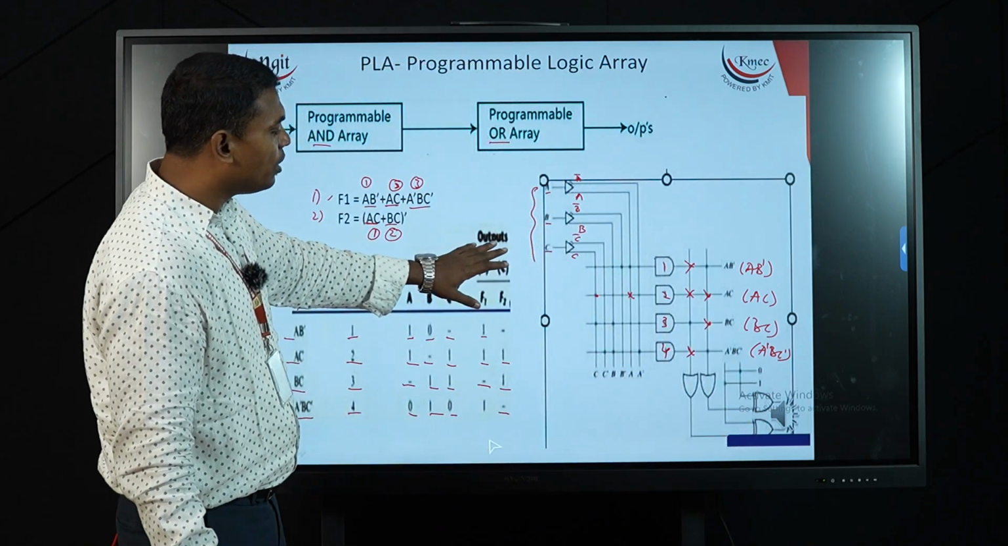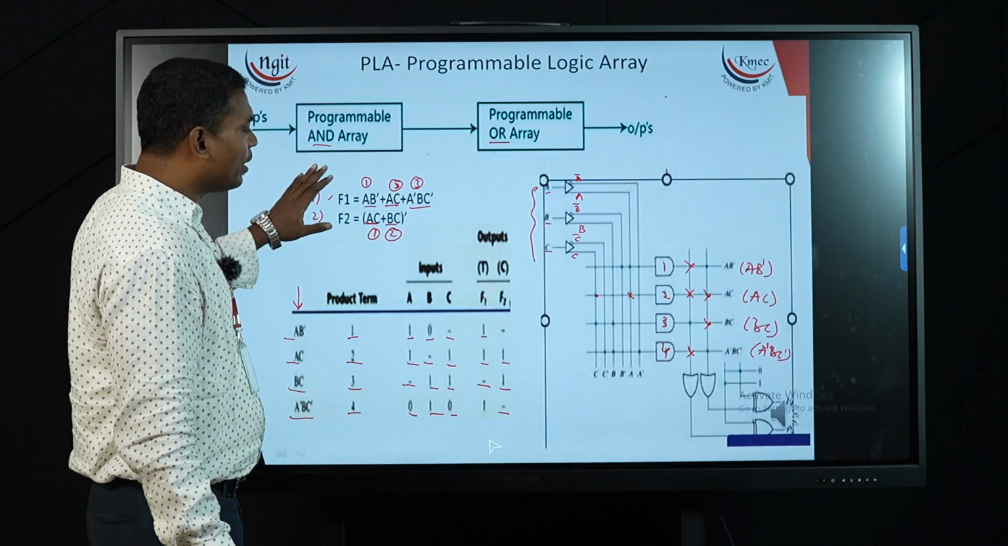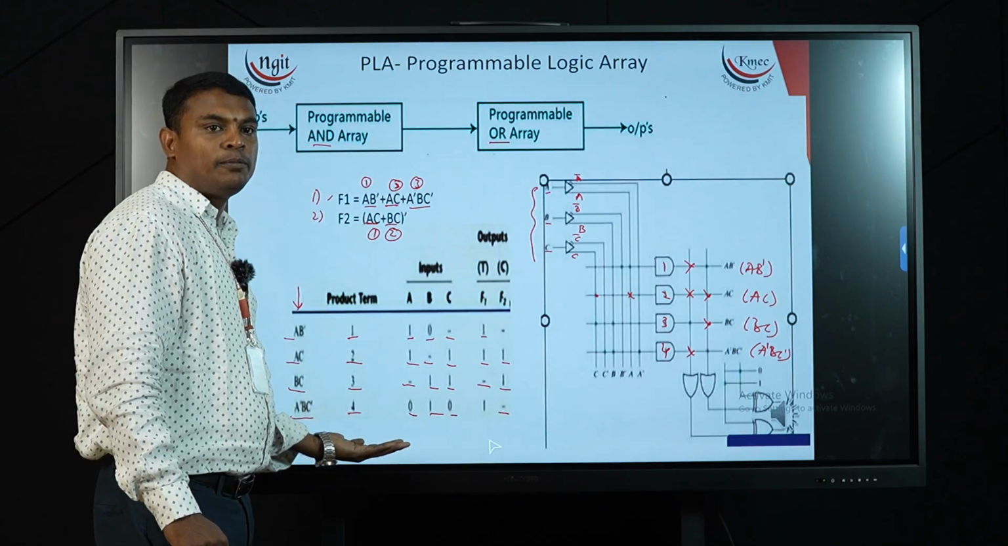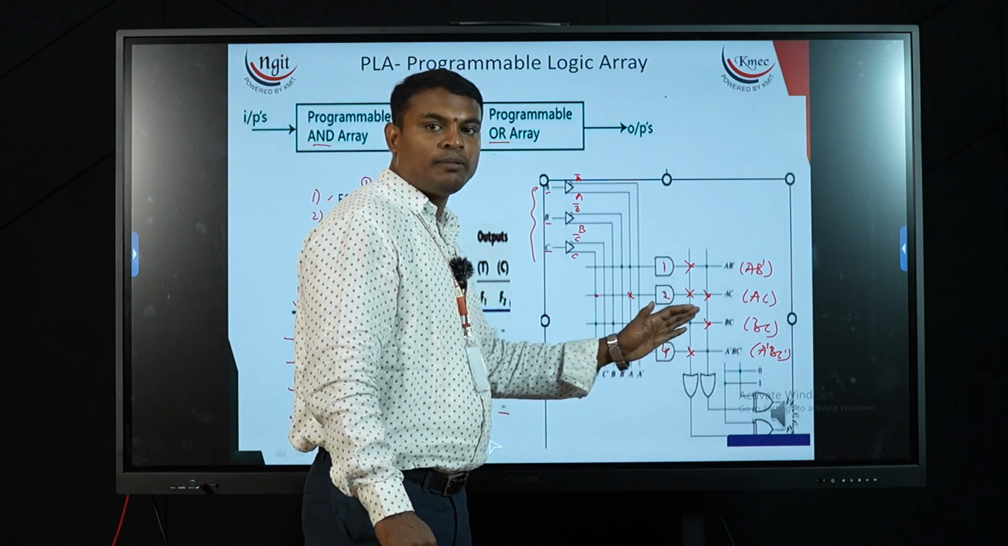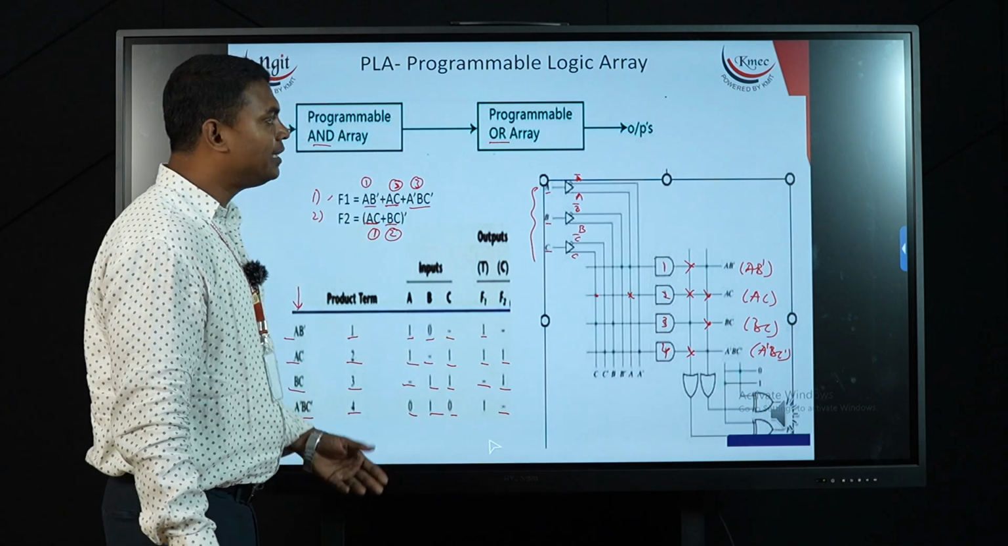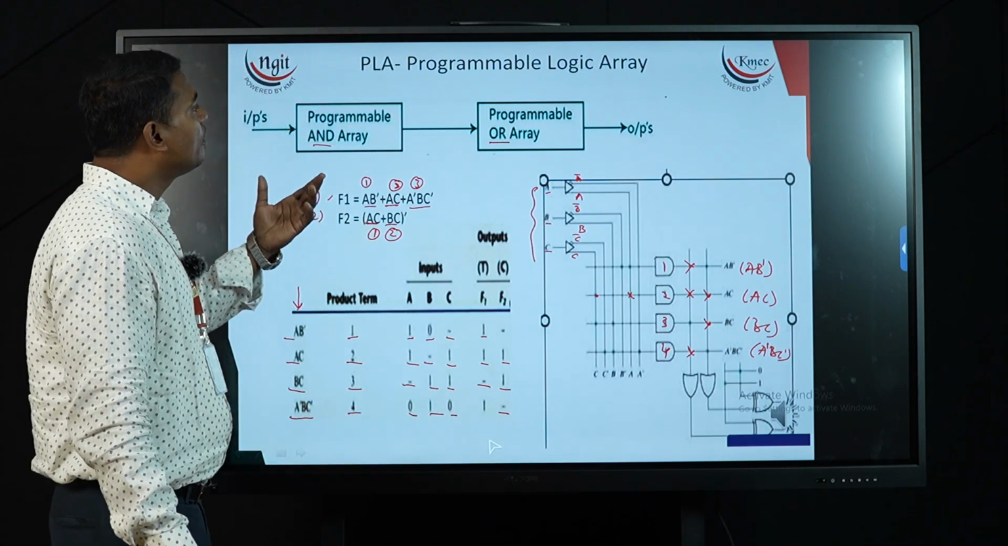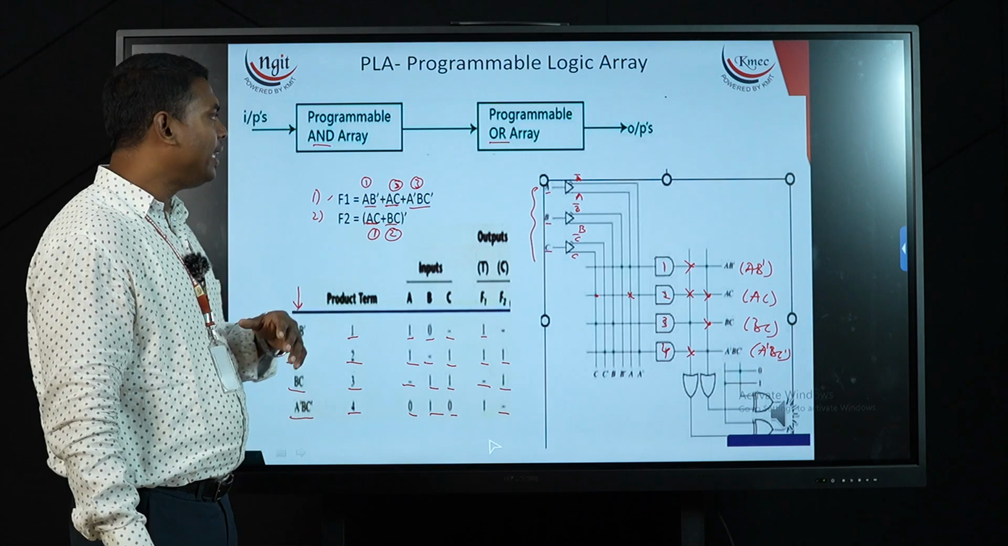So this is how we are going to program the given function using a functionality table as well as the logic diagram, where both AND gates are getting programmed and OR gates are also getting programmed. Let's get on to the other version of PLA, that is program array logic.